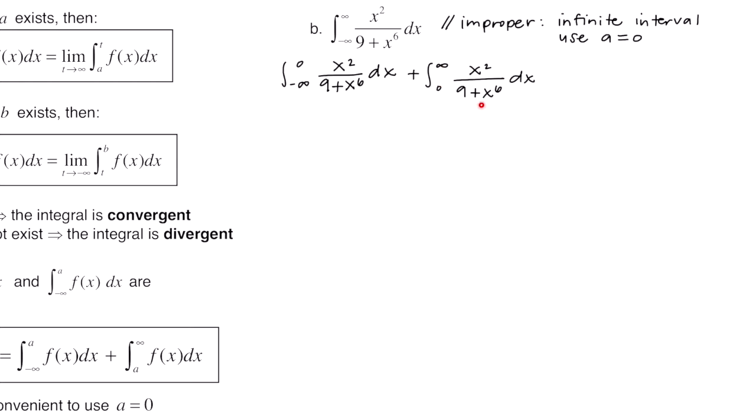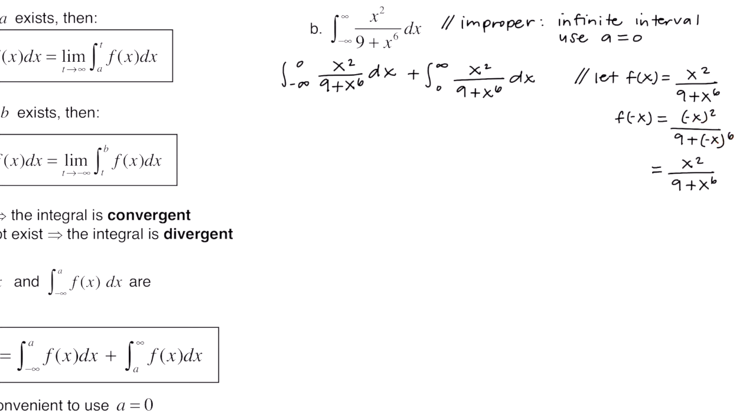Next, I want to look at the function. So we're going to say f of x equals this function x squared over 9 plus x to the 6th. And we're going to check to see whether or not this function is even or odd. So we're going to plug in negative x for x. So again, anywhere you see an x, we're going to substitute in negative x. And since both of these have even powers, they just become x squared and x to the 6th. So this ends up being the same as the original function f of x. And since we get out f of x, that means f is an even function.